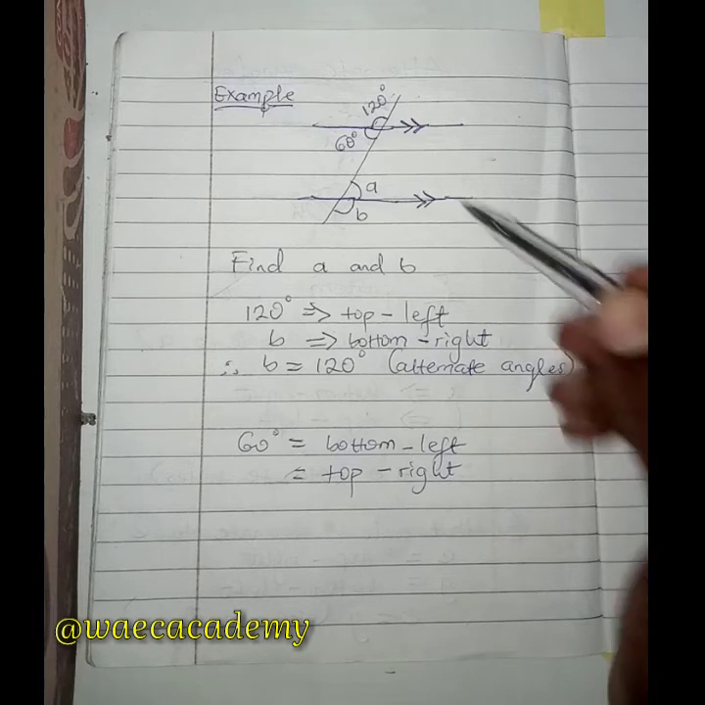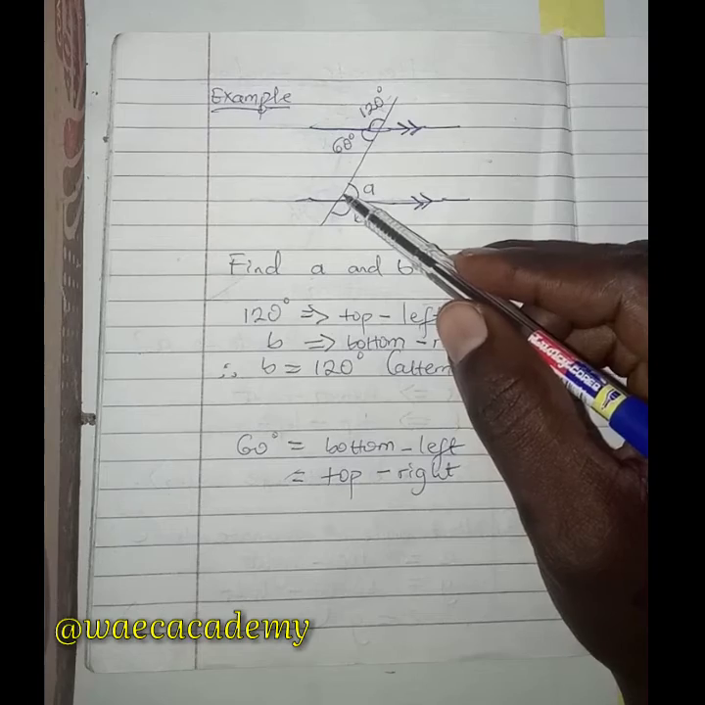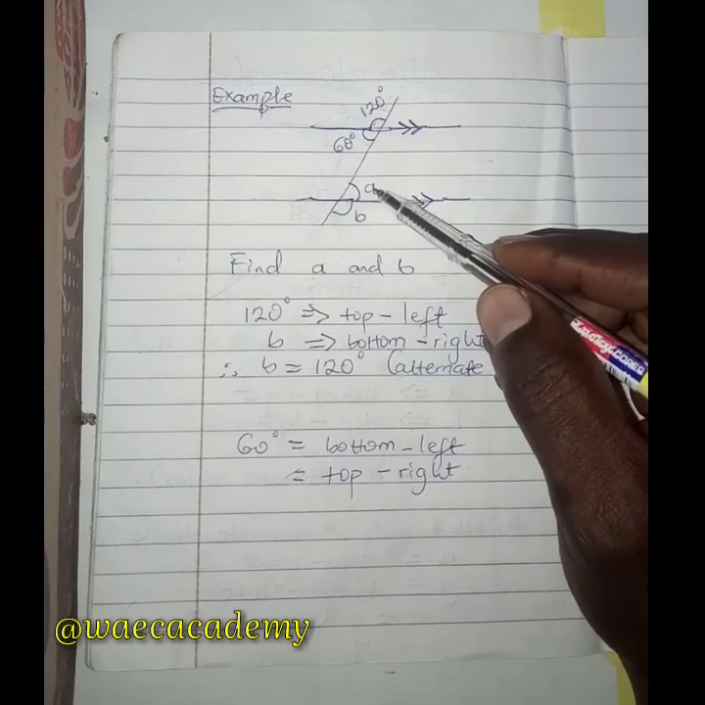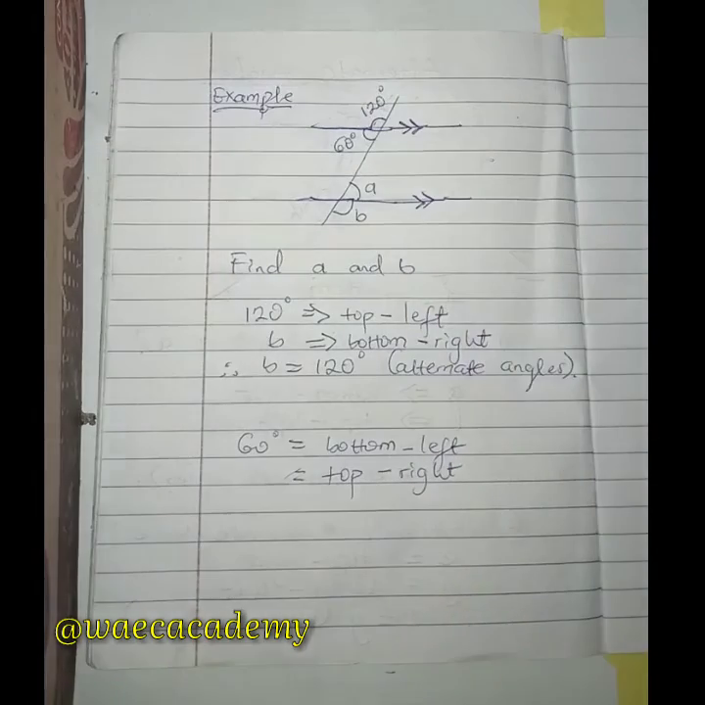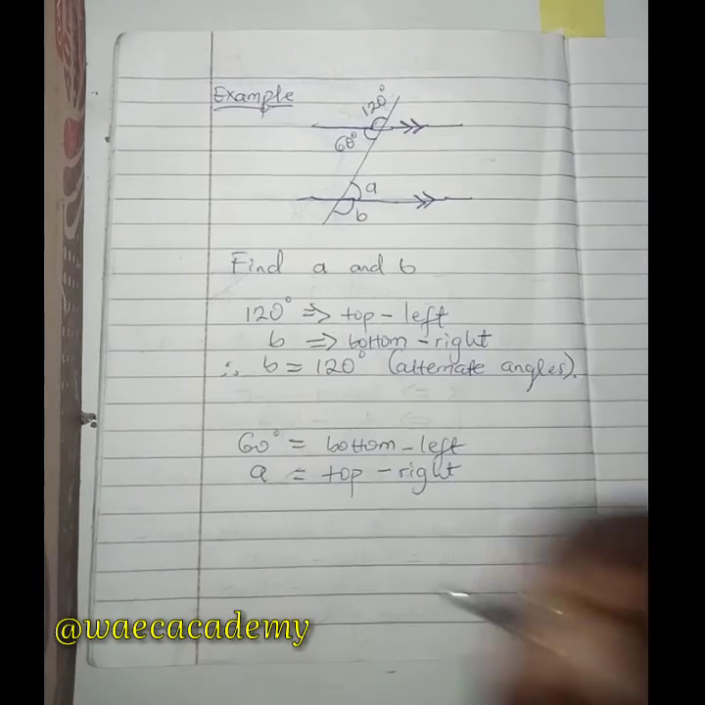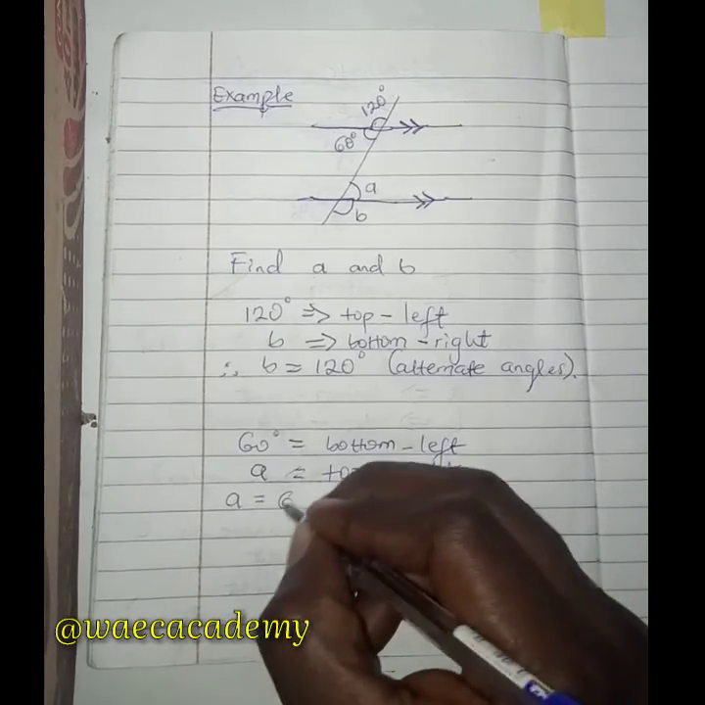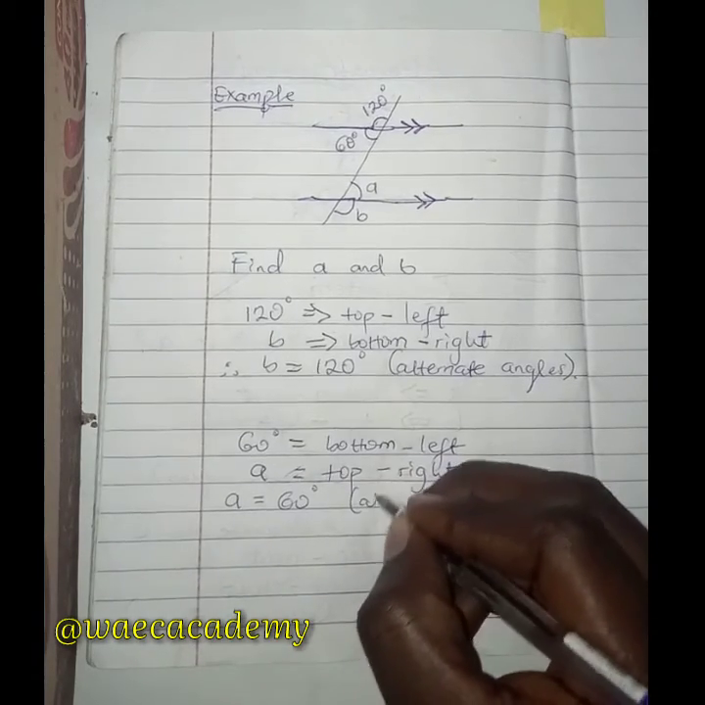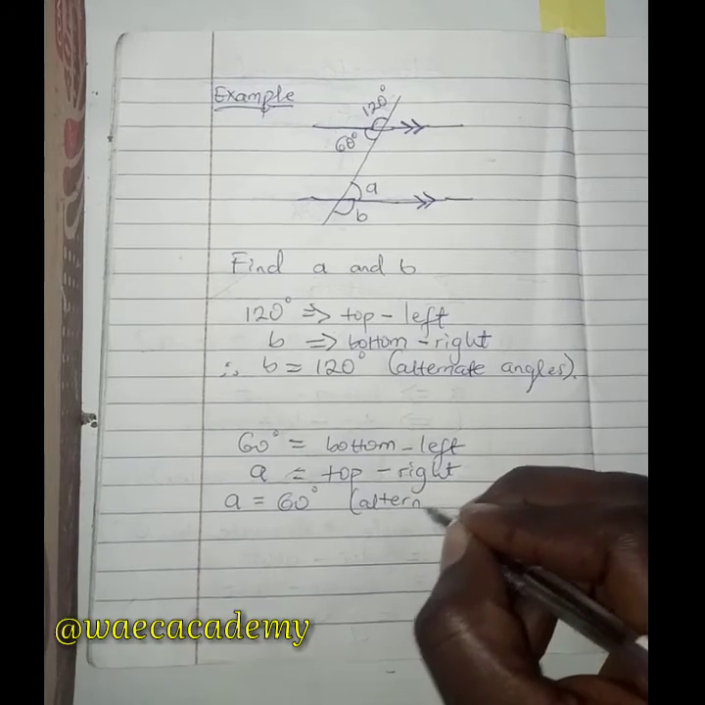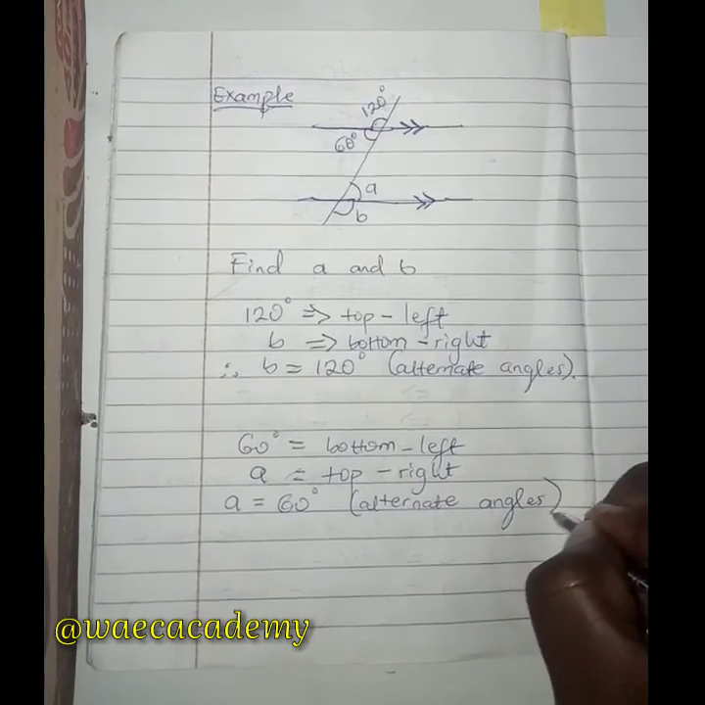Over here, we can see on the top we have A. Is A on the right? Okay, it's actually on the right. So top right. A fits the description. So definitely we know by this that A is 60 degrees, alternate angles. So that's all.